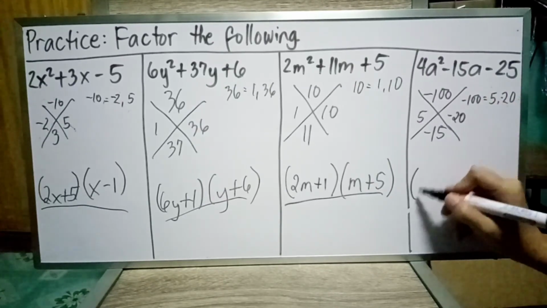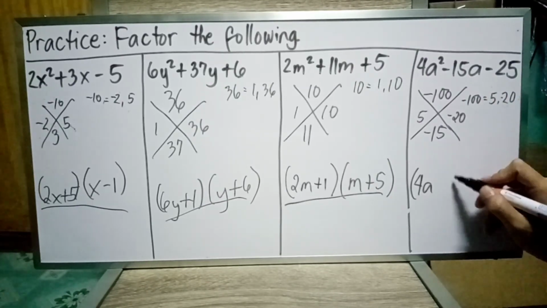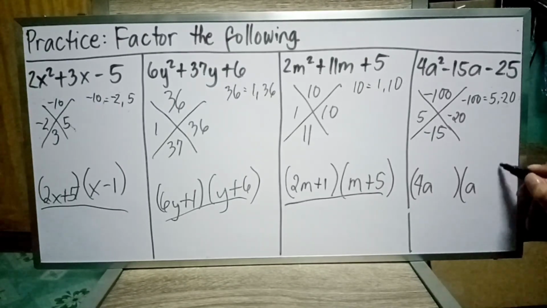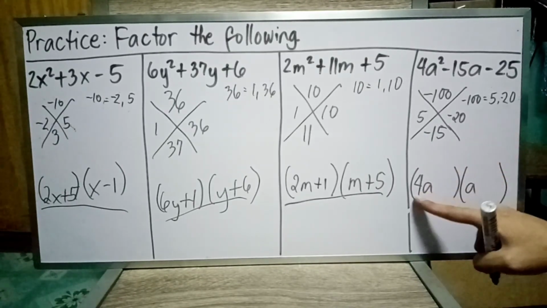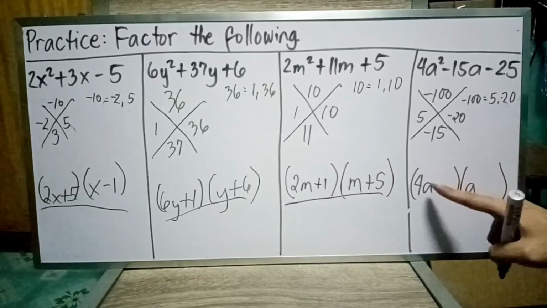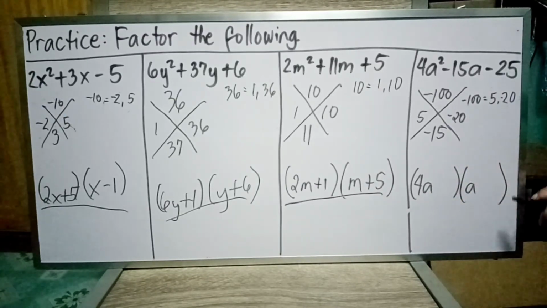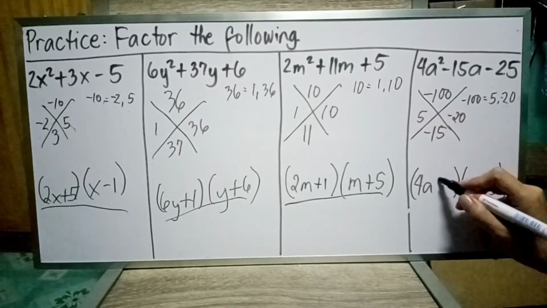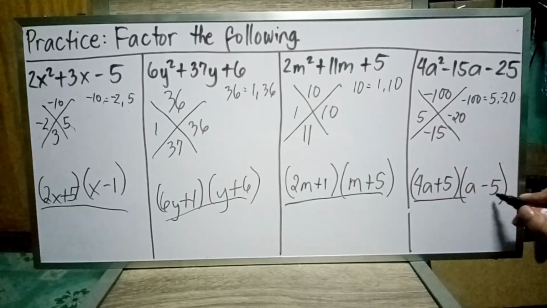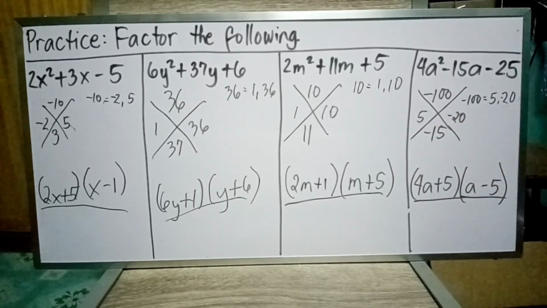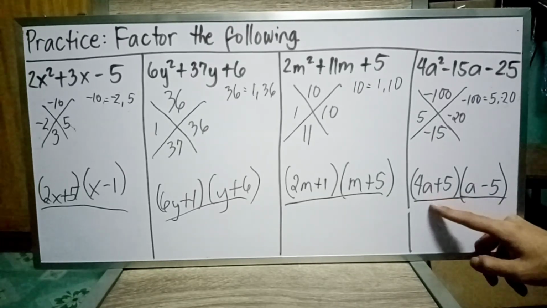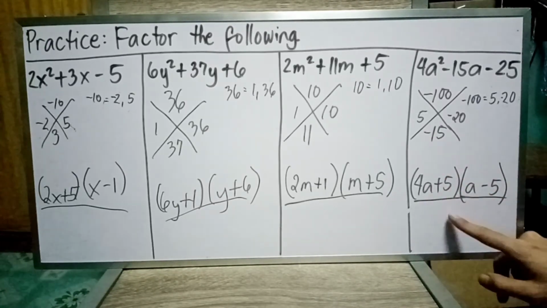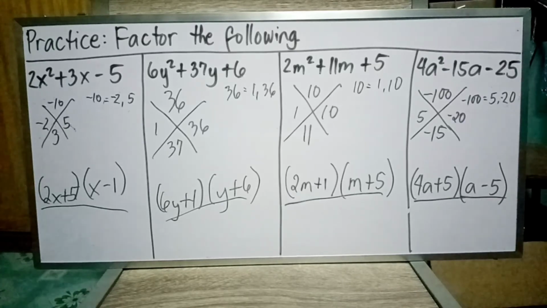The factor is 4a, then which one can be divided by 4? The negative 20. So negative 20 divided by 4, that is negative 5. Then you put plus 5 here. Final answer is 4a plus 5, quantity multiplied by a minus 5.